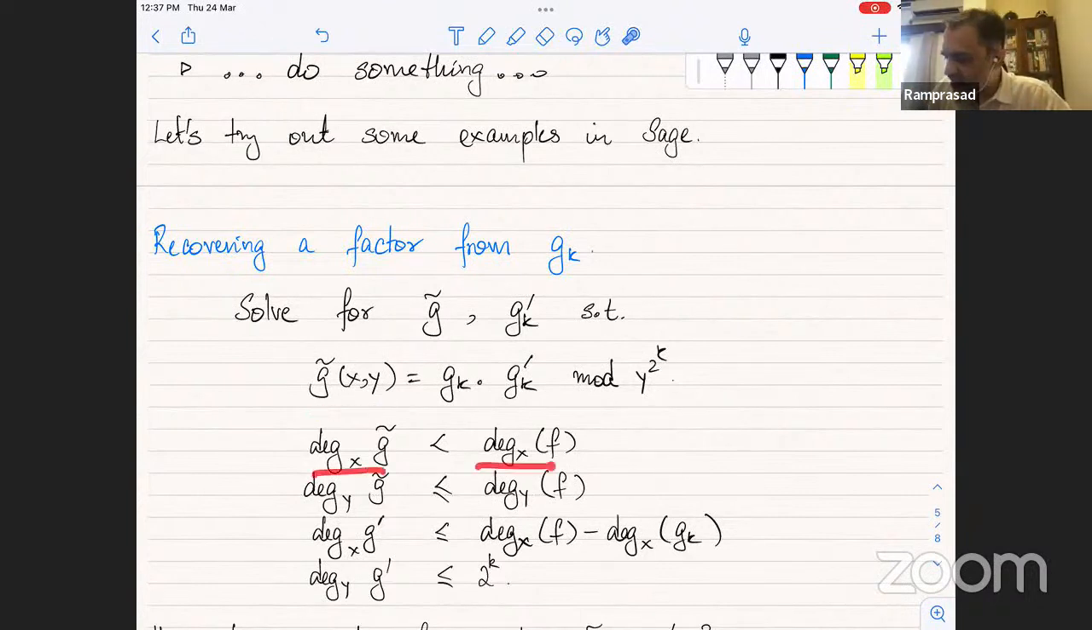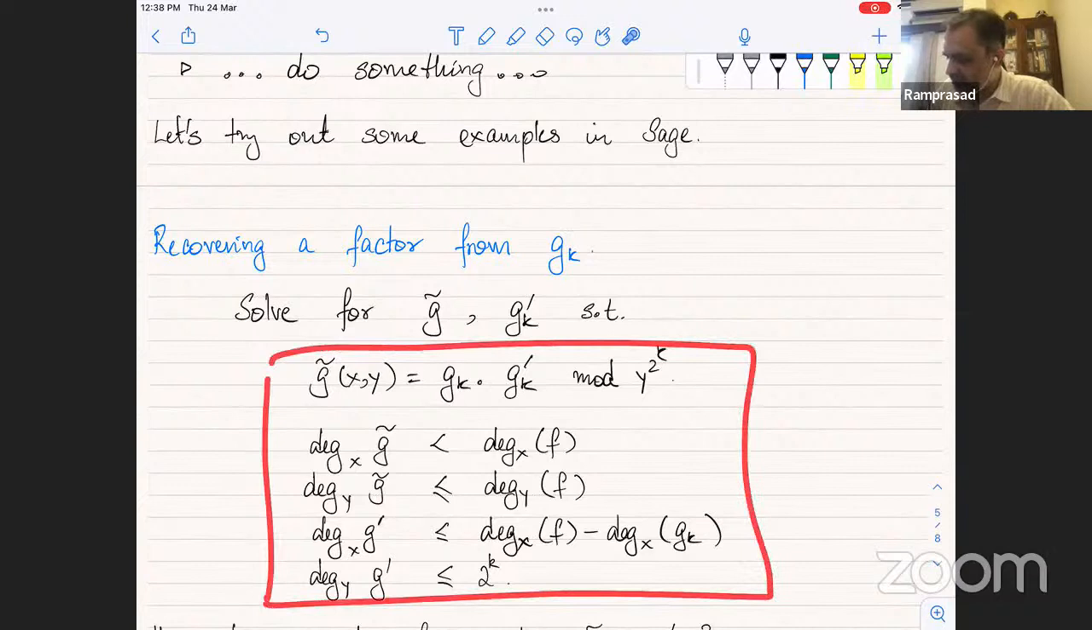Like the degree in terms of x is strictly smaller than the degree of f, like a factor ought to be. And the degree in y is at most the y degree of f, like a factor ought to be. The x degree of g prime and the y degree of g prime is again related to the fact that these two must multiply to give g tilde. And the question is, we want to know, is there such a solution at all? Is there a suitable g tilde and GK prime that satisfy these constraints?